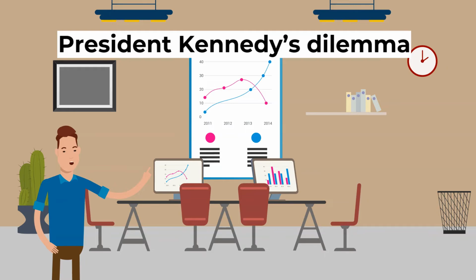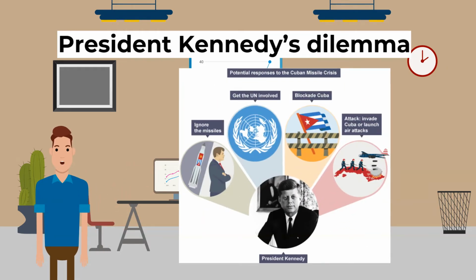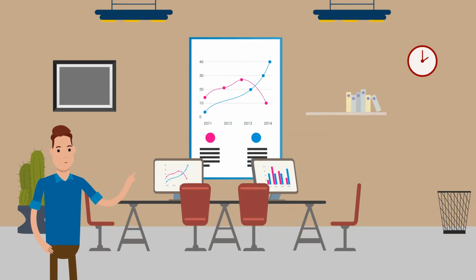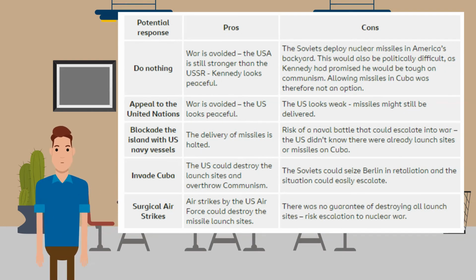That brings us to President Kennedy's dilemma. After talking with ExComm, his team of advisors, the US President Kennedy was faced with the following options. Firstly, to do nothing. The pros for this is war is avoided. The US still looks stronger than the USSR and Kennedy looks peaceful. The cons are the Soviets deploy nuclear missiles in America's backyard. This would also be politically difficult, as Kennedy had promised he would be tough on communism. Allowing missiles in Cuba was therefore not an option.